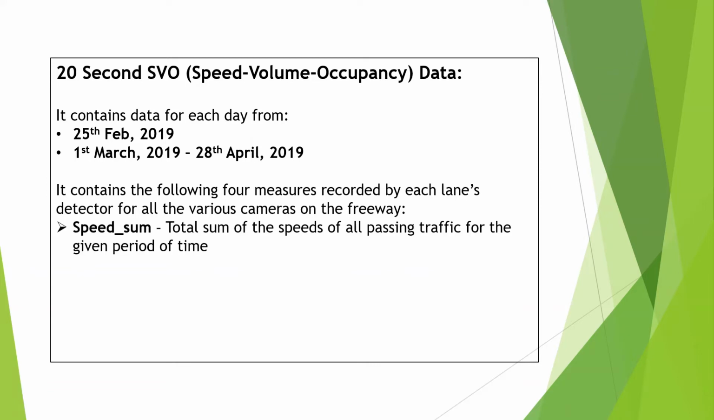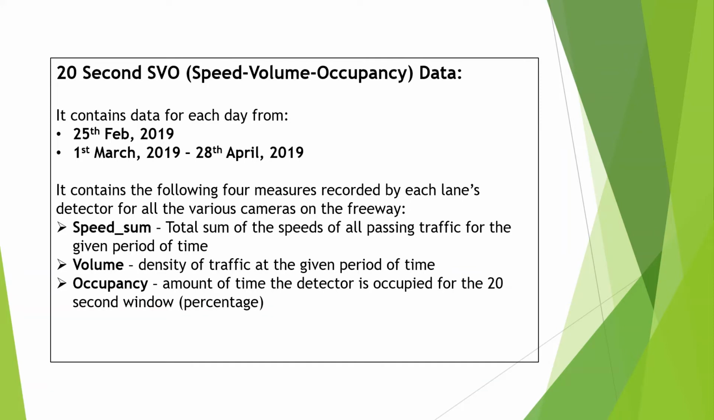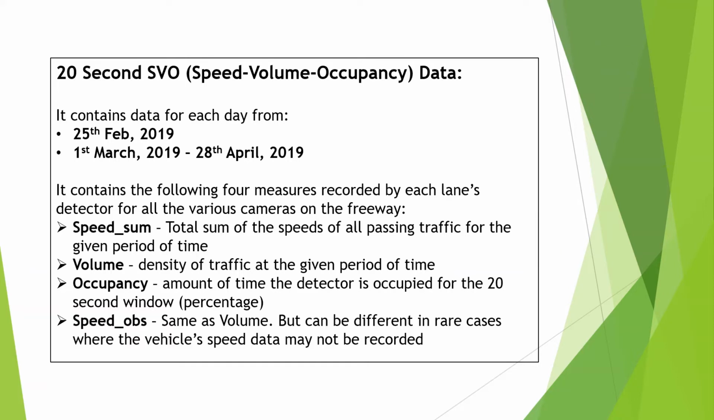The first one is the speed sum, which is the sum of all the speeds of the passing traffic for a given period of time. The next is the volume, which is the density of traffic at the given period of time. Then the occupancy, which is the percentage of time the detector is occupied in the 20-second window. And finally the speed observations. It's essentially the same as volume, but can be different in some cases where the vehicle speed may not be recorded due to some error by the detector.